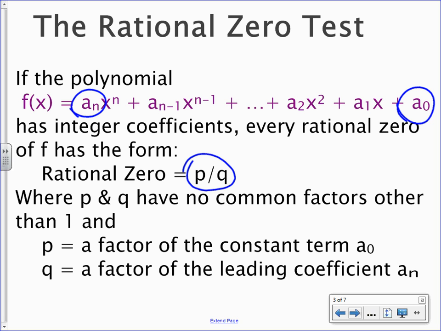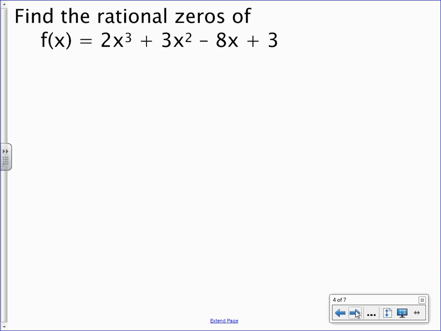But let's go ahead and go through an example. Okay, so here's our problem. I want the zeros of 2x cubed plus 3x squared minus 8x plus 3. Okay, how many zeros should we find? 3. Some of them may repeat, that's fine, but we should at least find 3.